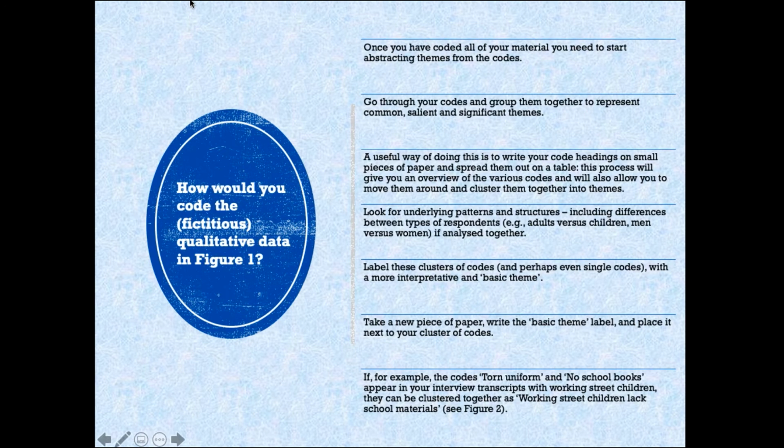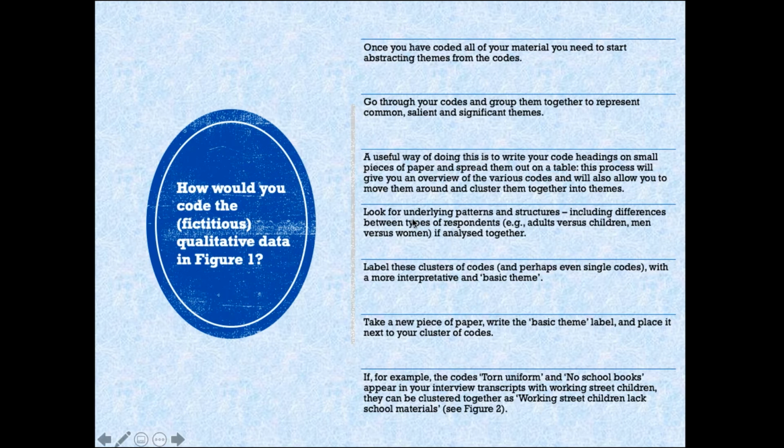Let's see now. Once you have coded all your materials, you need to start abstracting the themes from the codes, and we can see an example in the picture later. So you go through your codes and group them together to present common, salient and significant themes. A useful way of doing this is to write your code headings on small pieces of paper and spread them on the table. This will give you an overview of the various codes and will also allow you to move them around and cluster them together into themes. We call this the table method.